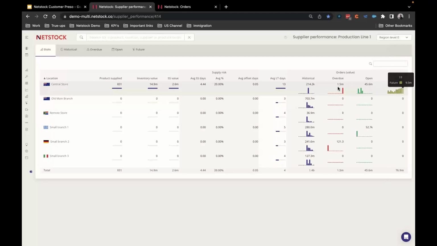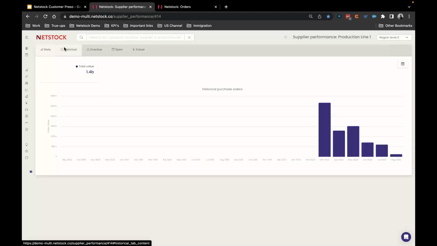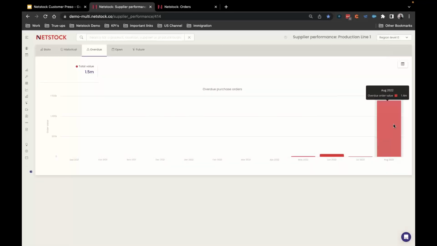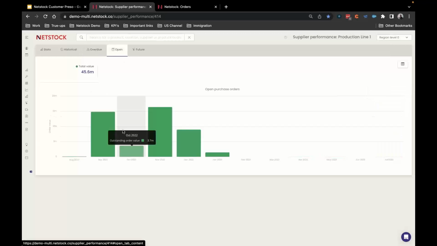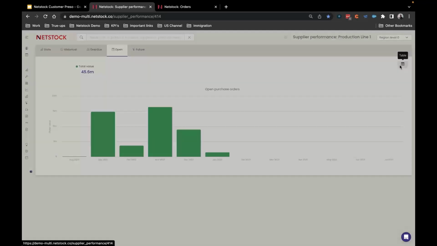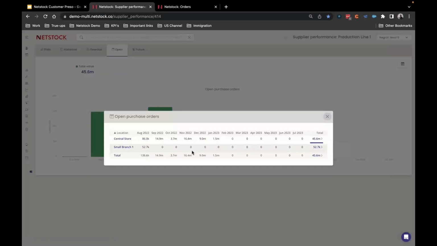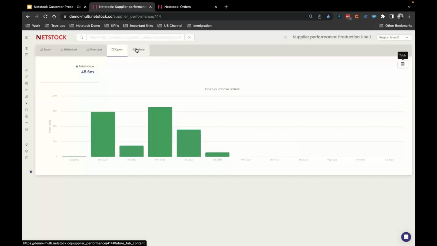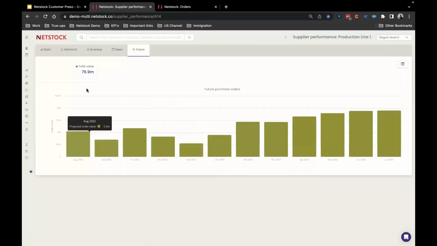Now, this is where things really get interesting. I can have a look at these things in detail over here. I can see those historical orders and how we did over there, what's overdue, so we can have a chat to them about that, what's open, what's inbound, and everything has tables as well, so we can have a look at the calculated amounts over there. But I wanted to just touch on the future purchase orders.